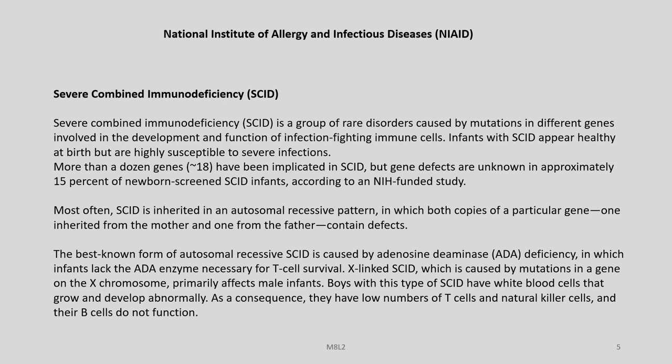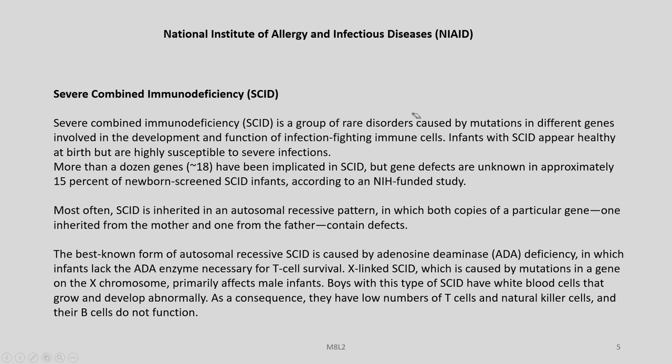With this basic idea of the function of the various cells like T cell, B cell and NK cells, let us now move on to severe combined immunodeficiency disease, as defined by the NIAID, National Institute of Allergy and Infectious Diseases. Severe combined immunodeficiency is a group of rare disorders. It is not a single disease, and it is caused by mutations in not one but different genes involved in the development and function of infection fighting immune cells, which we just discussed prior to this.